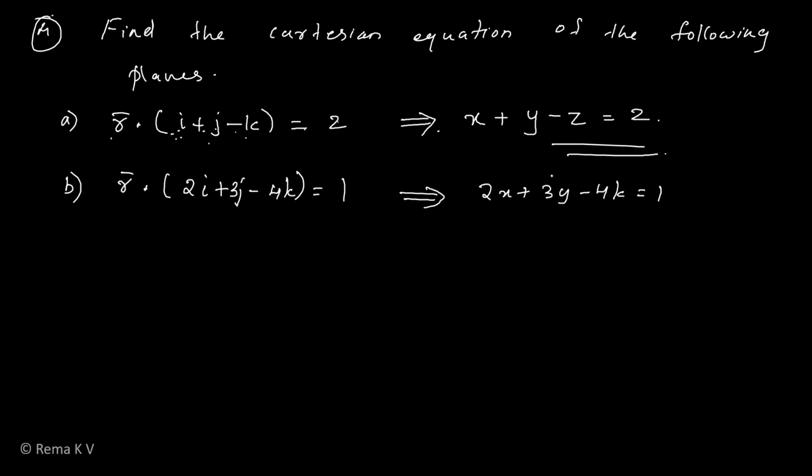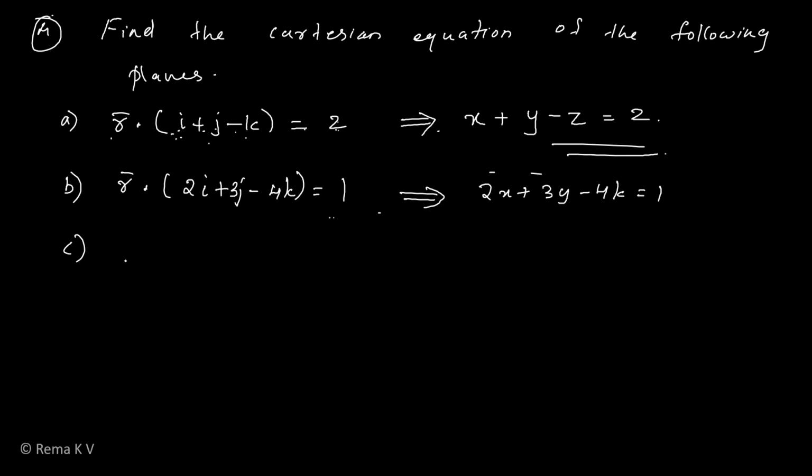Now what is the distance from the origin? Here the distance from the origin is 2 by root 3. What is the distance from the origin here? It is 1 by root 29. Okay, distance from the origin is 1 by root 29 in this case.